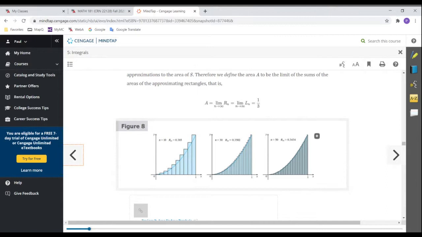And as you see in figure 8, in the second picture they use more subintervals, n equals 30 subintervals, to approximate the area under this function. And the function, I believe, was f of x equals x squared. And then for n equals 50, the third picture, you get an even better approximation. If we're going to approximate the area underneath a curve, this is how you would go about it. The function is y equals x squared.